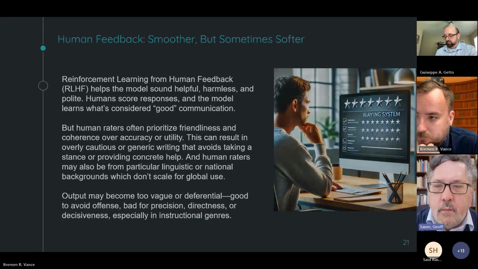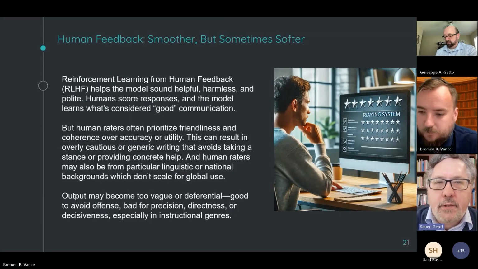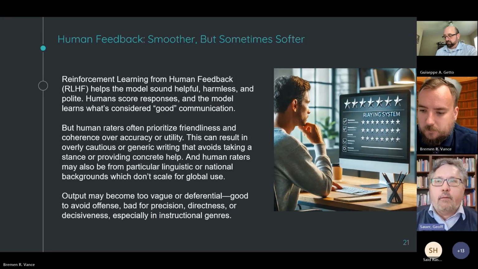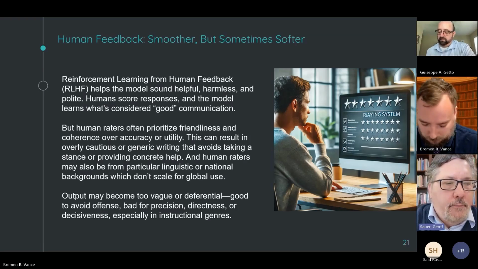We need to consider, though, that human raters may come from particular linguistic or national backgrounds. A lot of companies hire a lot of human raters from places like South Asia. And so you may get human raters who are rating based on linguistic norms and standards inside that area. So there are some issues with human raters that add cultural considerations we haven't been talking about much as we think about the algorithmic structure of how these languages work.